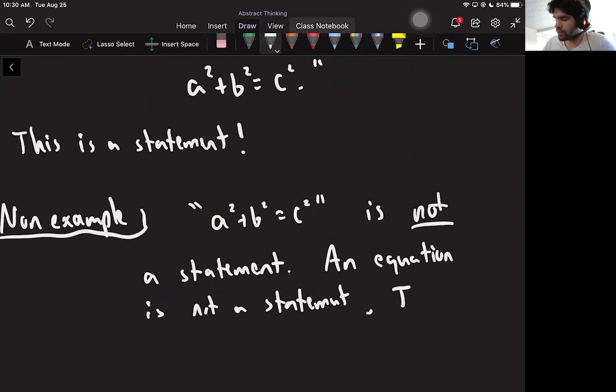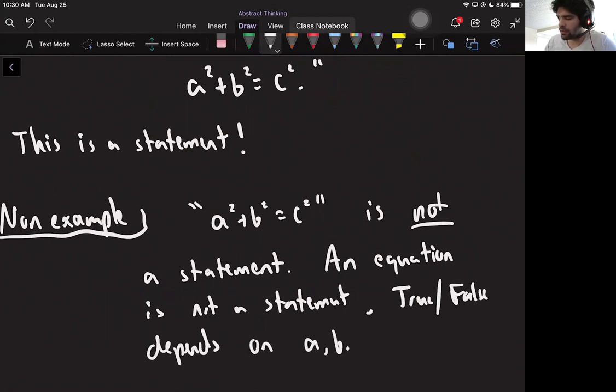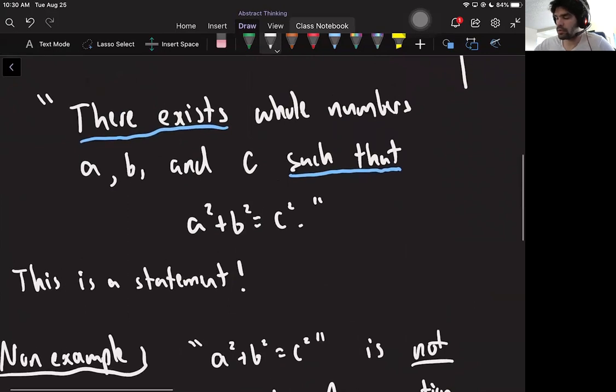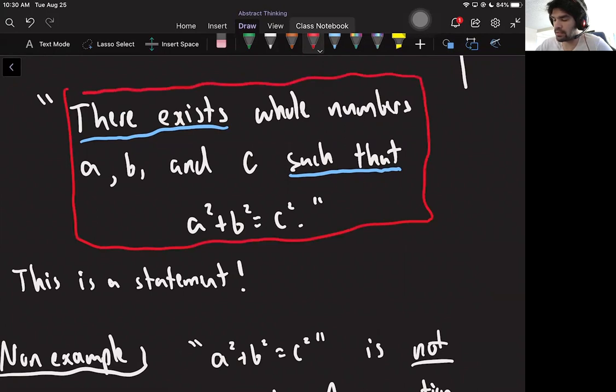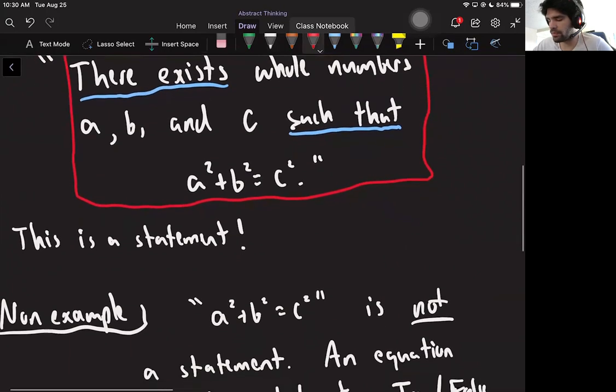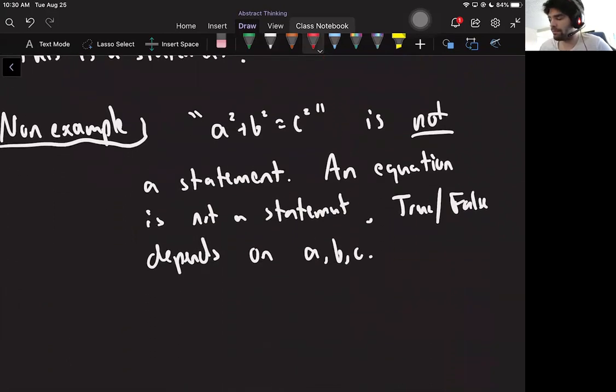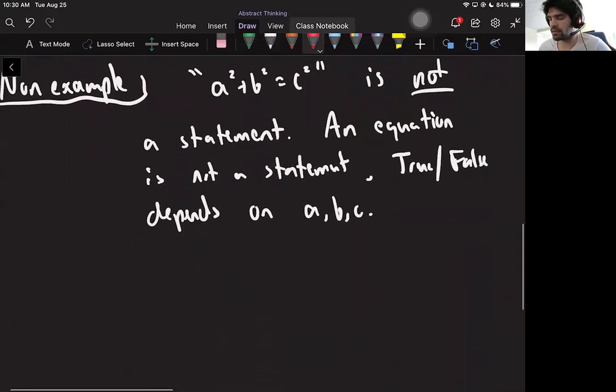So the trueness or the falseness depends on a, b, and c. So it's not just true, it's not just false. That's why it's important to read statements as a whole. This one involves the same equation, but it is a statement because it's saying something about the equation. It's saying that there exist solutions to that equation. This other one is just an equation, so it's not a statement, because it could be true, it could be false, it just depends on A, B, and C.